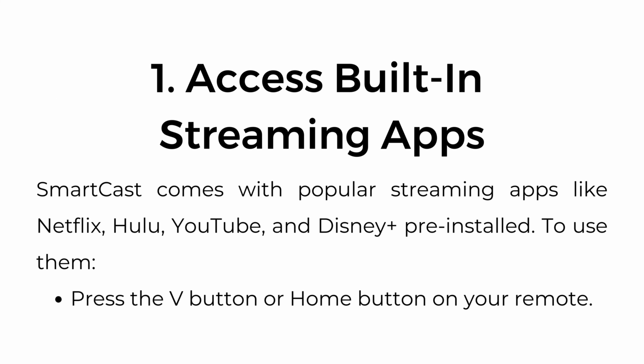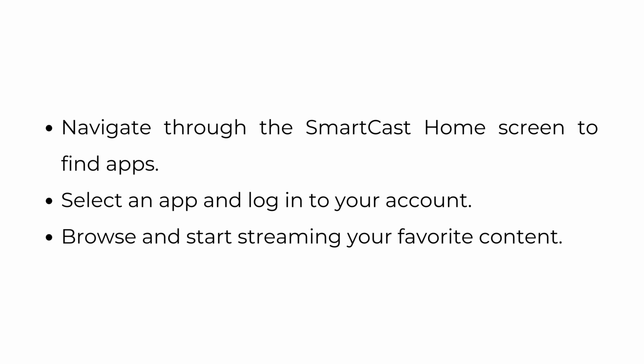1. Access built-in streaming apps. SmartCast comes with popular streaming apps like Netflix, Hulu, YouTube, and Disney Plus pre-installed. To use them, press the V button or Home button on your remote. Navigate through the SmartCast home screen to find apps. Select an app and log into your account. Browse and start streaming your favorite content.